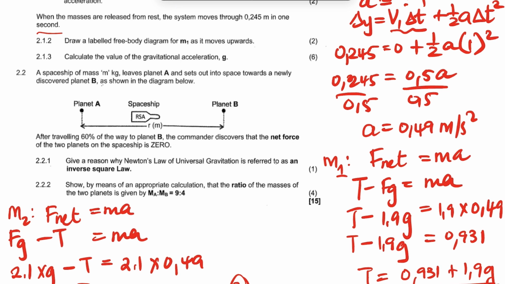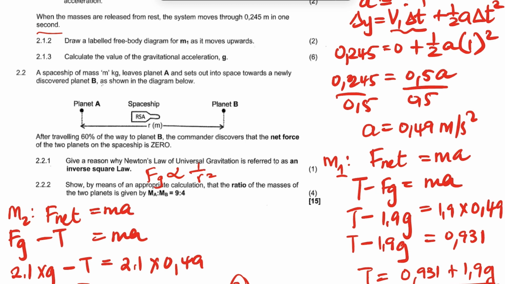Now, the question says give a reason why Newton's law of universal gravitation is referred to as an inverse square law. So the reason for that, guys, is that the gravitational force is inversely proportional to the squared distance between the masses. That's the reason for that.